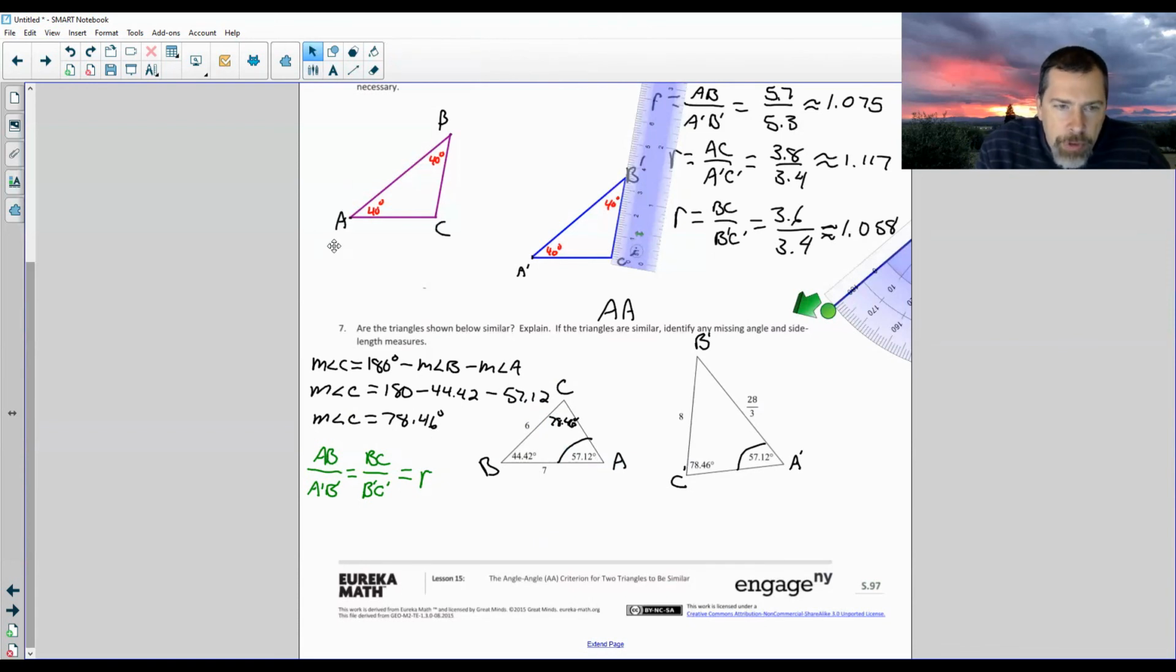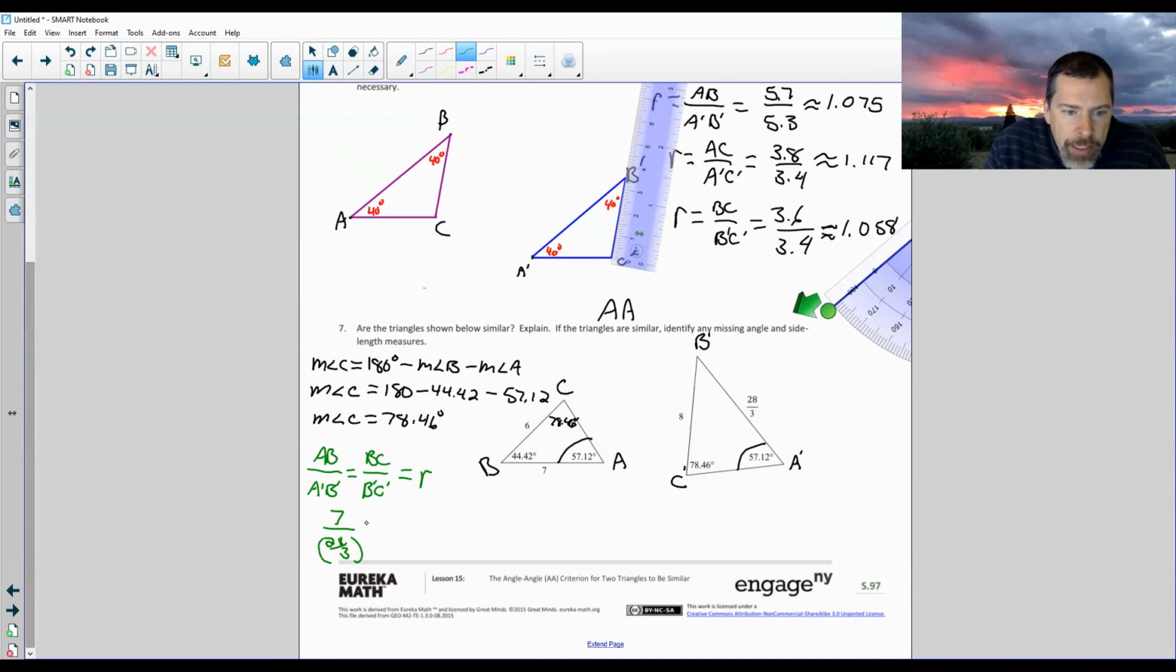All right, so let's calculate that. AB, 7, divided by A prime B prime. A prime B prime is right here, 28 over 3. So 7 divided by 28 divided by 3. I'll put that in parentheses just so we know that's our denominator.